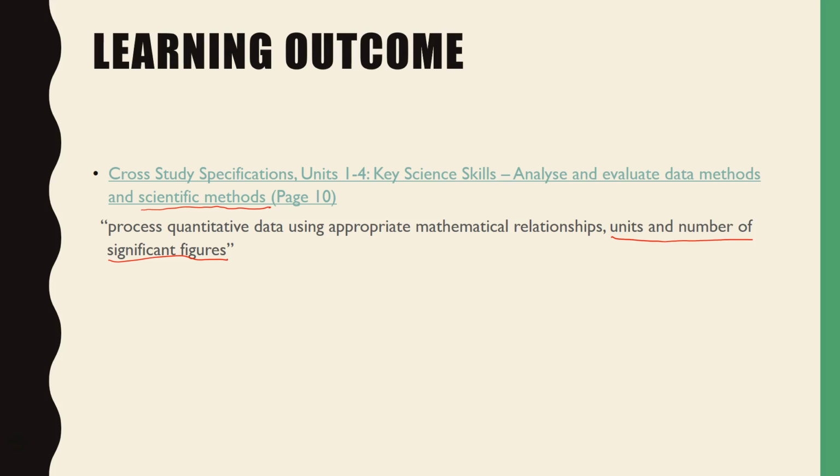That's determined by the least number of significant figures in a question. This is a cross-study specification, a skill that you need to be able to do from units 1 to 4. It's not specifically in the unit 3-4 study design, it's in the cross-study specifications, so you need to check those.